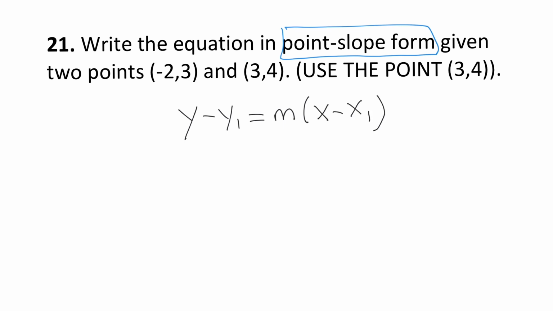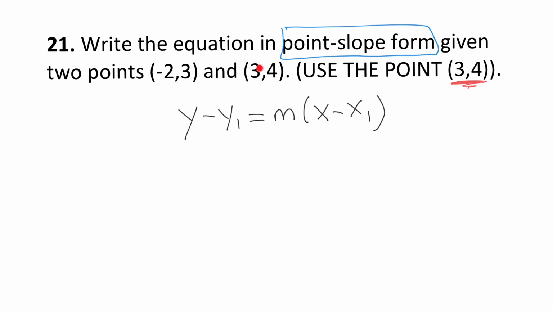Guess what? We do have 2 points, so we are going to use one of them, and it says here use the point (3, 4). That's one of the points given to us. So I'm going to use that point for my x1 and my y1, but the thing is that we do not have the slope. It's not given to us, but we actually can find the slope by using 2 points.